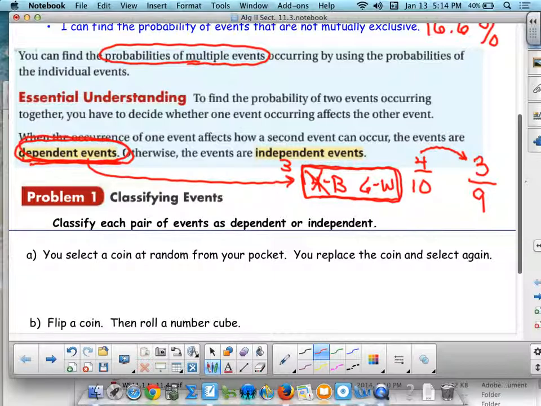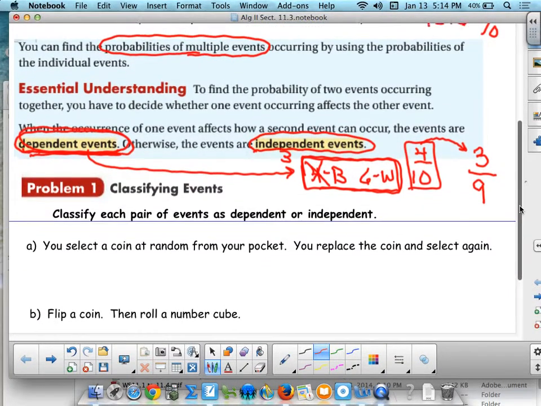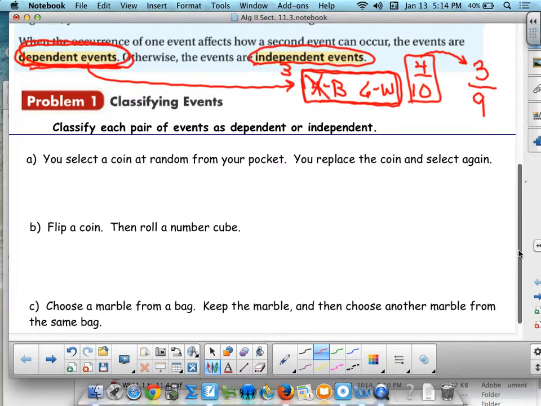The probability will change. Now, if the probability doesn't change, if it stays 4/10 and then goes to 4/10 again, that would be called independent events. And it matters because the formula you're going to use matters. So you need to know dependent versus independent. Dependent, the probability will change.